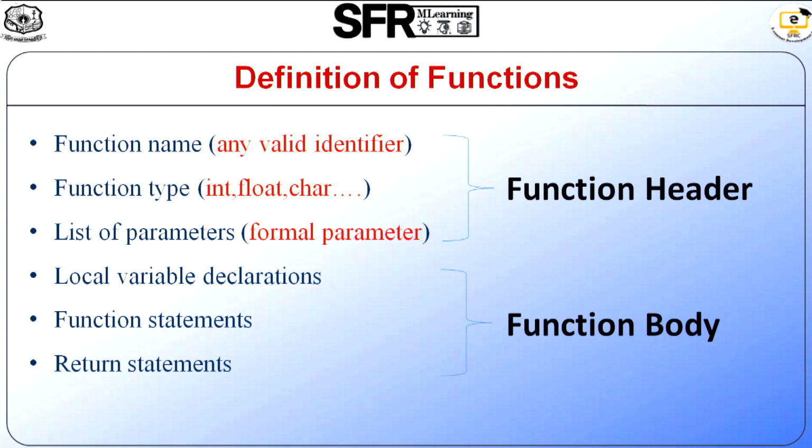Then local variable declarations. Local variable declarations are placed inside the function body. Then function statements, that means executable statements which perform a specific task in a function. The last one is the return statement. A return statement can return a value.